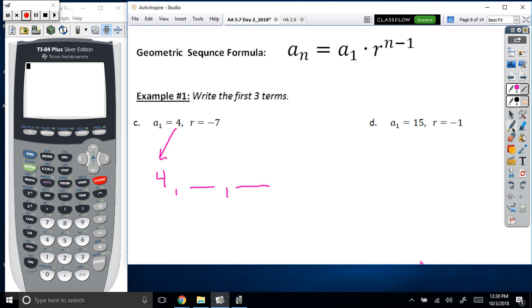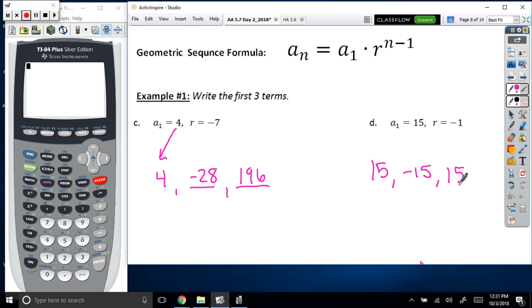You got for the next term? Jenna? Negative 28. And for the next one? Kira? 196. You'll notice that when the common ratio is negative, it'll alternate positive, negative, positive, negative. And then the next one, we should have 15, negative 15, and positive 15. Just multiplying by negative 1, flipping the sign around.